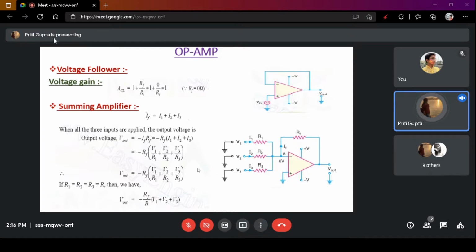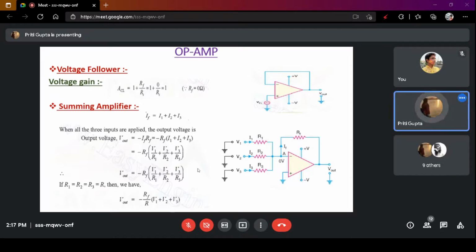Now I equals V by R, so for I1 we substitute V1 by R1, for I2 V2 by R2, and for I3 V3 by R3. This is the final equation: V output equals minus RF, the feedback resistance, times V1 by R1 plus V2 by R2 plus V3 by R3. If all the resistances along I1, I2 and I3 are the same, we can take that value common. So V output equals minus RF by R times V1 plus V2 plus V3. Done, Shreyoshi? Yes, ma'am, understood.